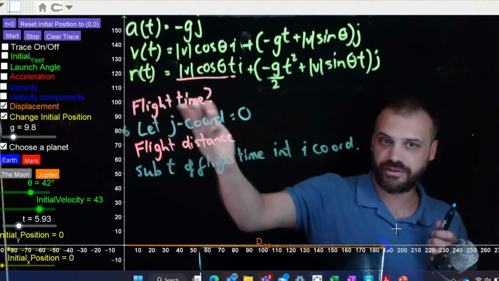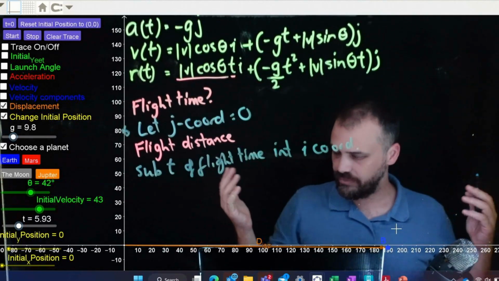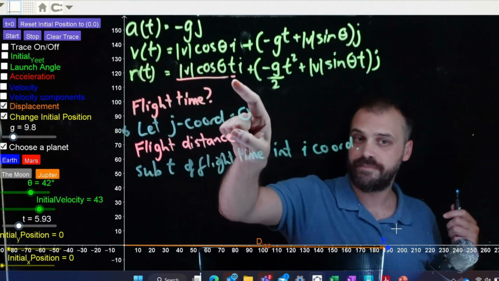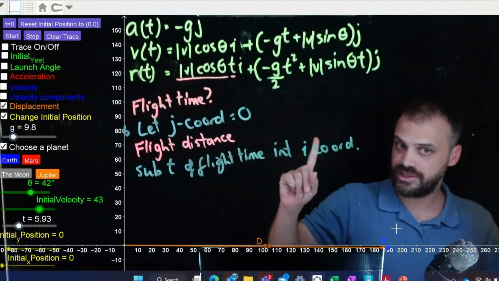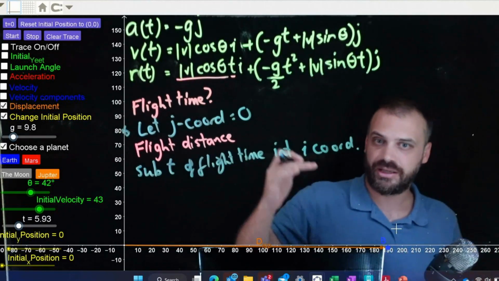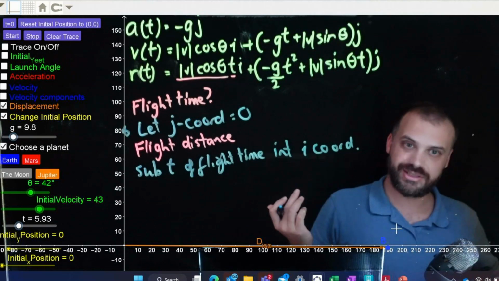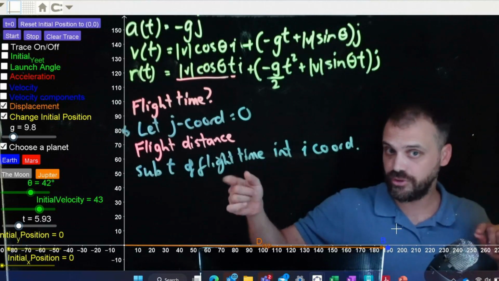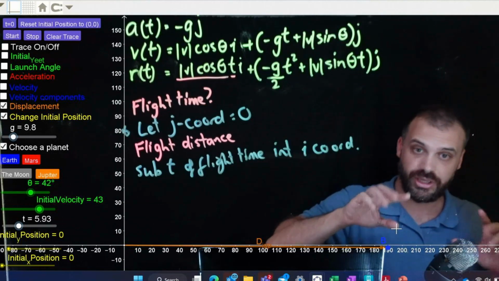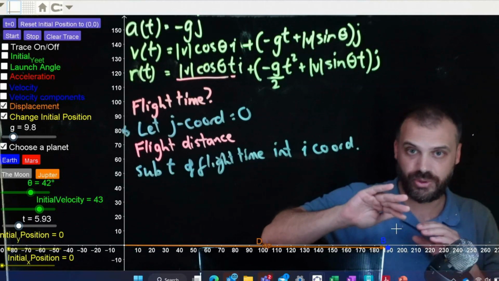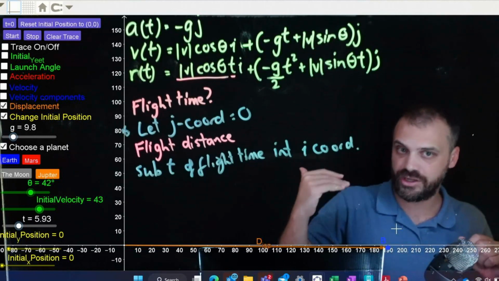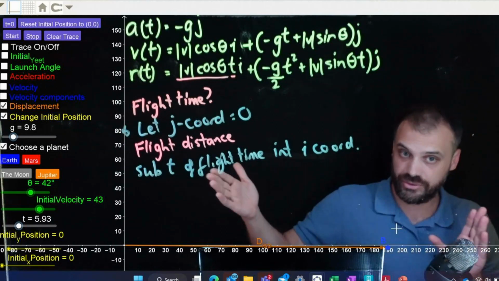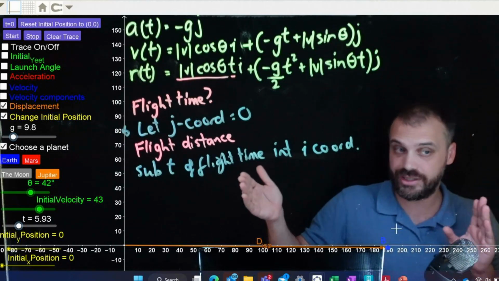Right. So if I find out that the flight time was 6 seconds, I can sub 6 seconds in here, and that'll tell me how far this thing has traveled. Okay, that's flight time, that's flight distance. I should say, it's not the only way to find flight distance, right? Because just before I showed you how to find a Cartesian equation. If you know the Cartesian equation, you can just find out when the Cartesian equation is equal to 0, and that will give you your x-coordinate of your flight distance.